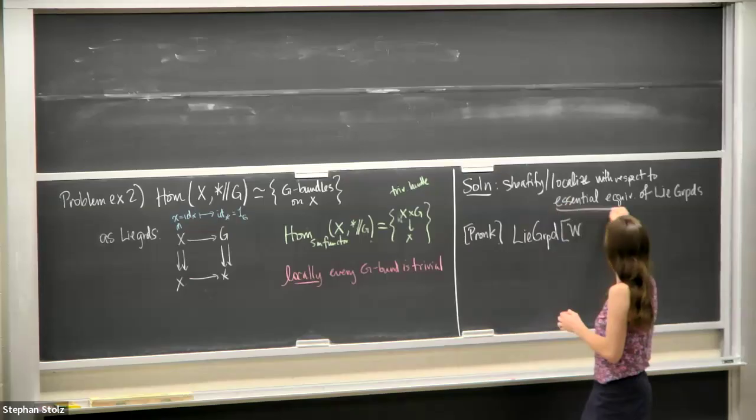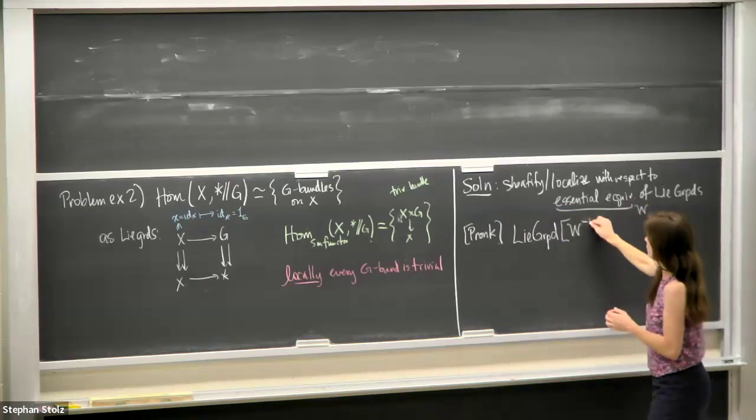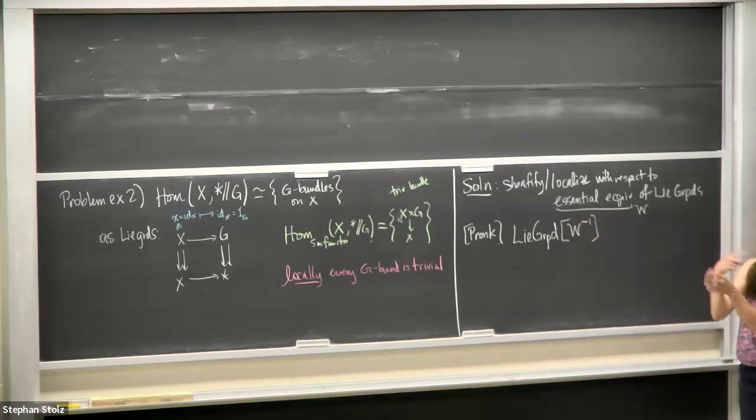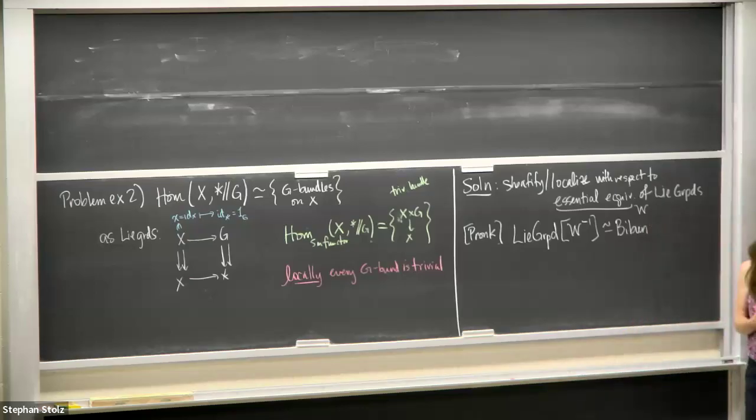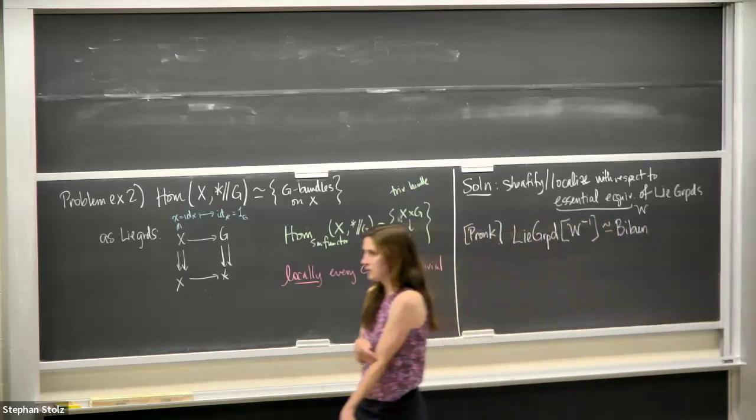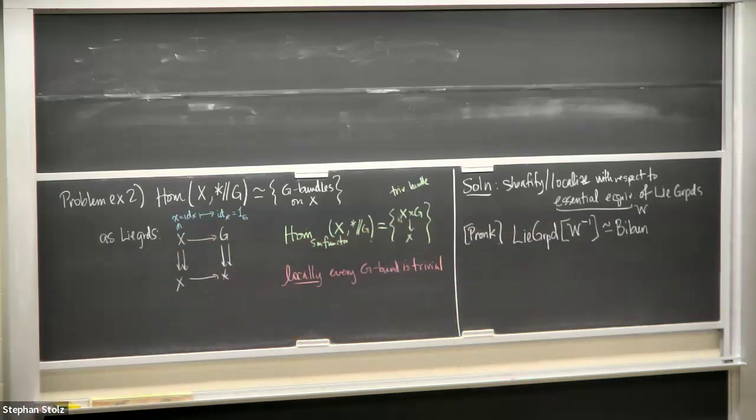So my class of equivalences is something called W. I'm going to localize with respect to the weak equivalences, so formally invert these types of morphisms. And she says that this is equivalent to, another way of presenting this would be as bibundles, if that is a language that people are familiar with. Okay. Any questions on this?